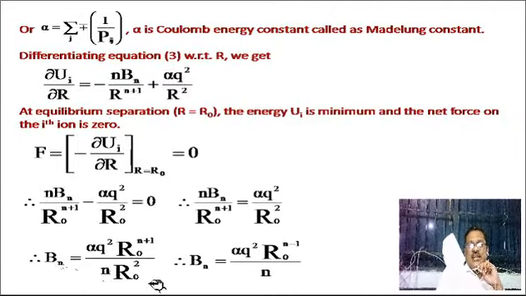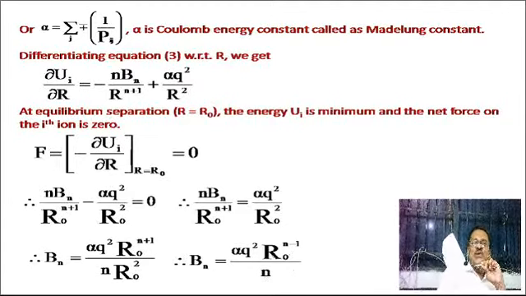Therefore, if we take r0 square towards the numerator, the power of r0 will be n minus 1, and therefore the value of Bn is alpha q square r0 to the power n minus 1 divided by n. This is the value of Bn.